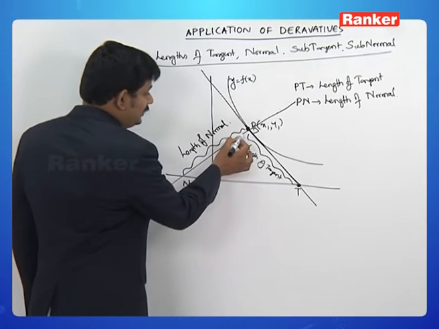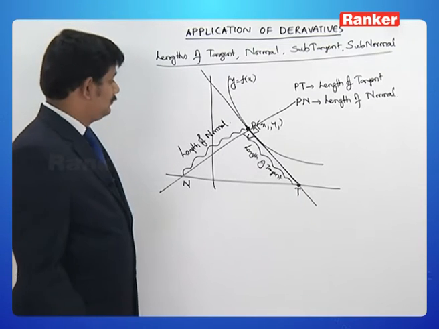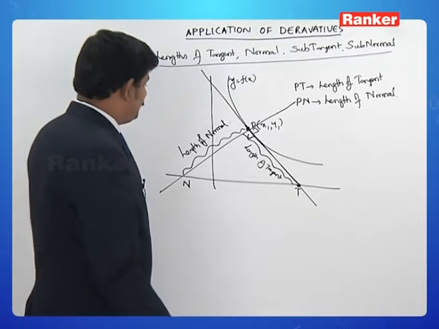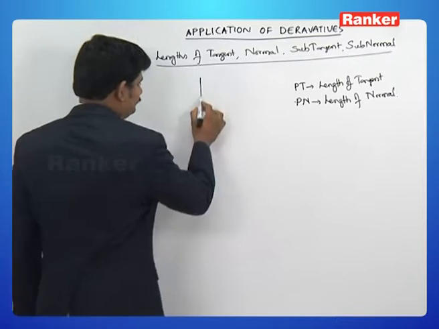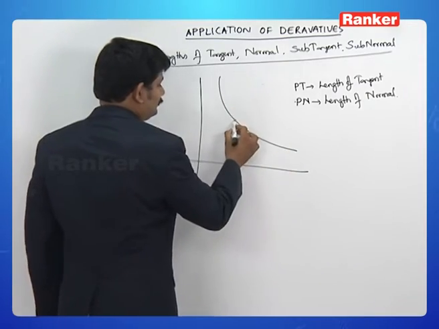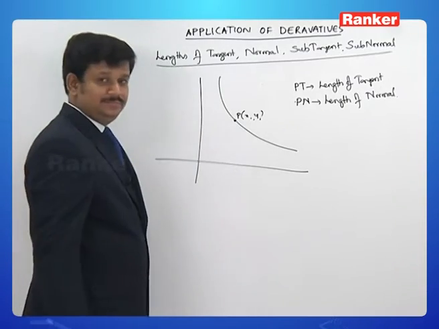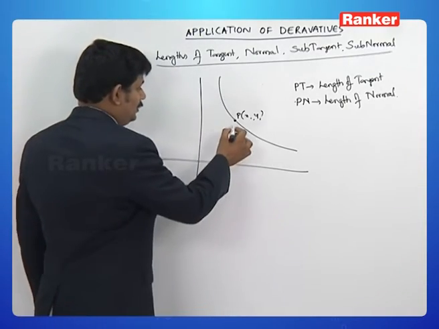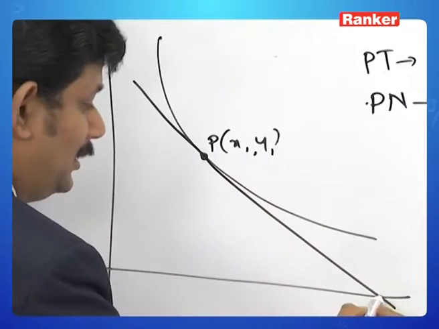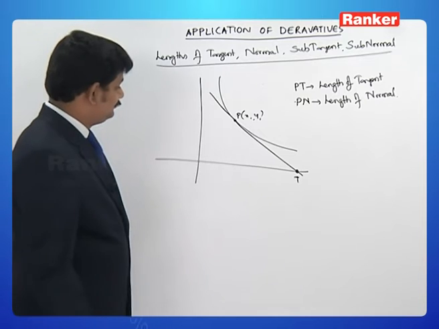And we know this triangle, it is a right angled triangle. Then let us see what is subtangent and subnormal. Take a curve. Let our discussion be at the point x1 comma y1 on the curve. For subtangent, draw tangent at P and let the tangent cut x-axis at T.